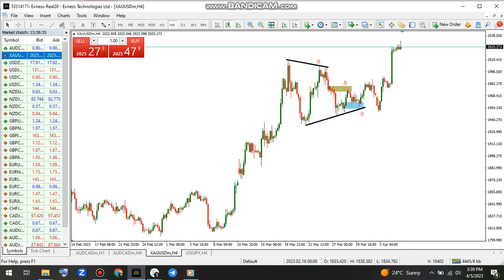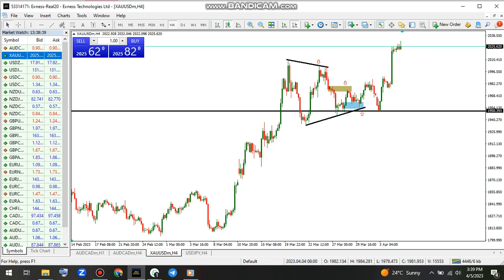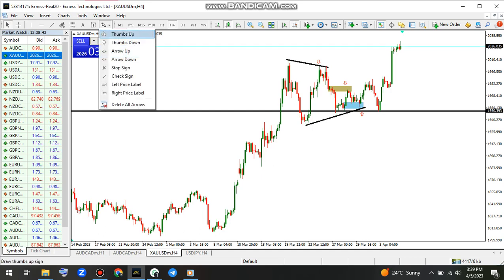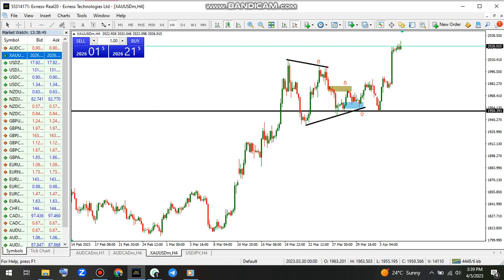Here's our support and resistance. If you're gonna fail to understand these four patterns, I don't know what to say to you, but I'll say go and learn how to use them correctly. You'll make a lot of money. Once you learn how to use them correctly, you'll never go wrong.